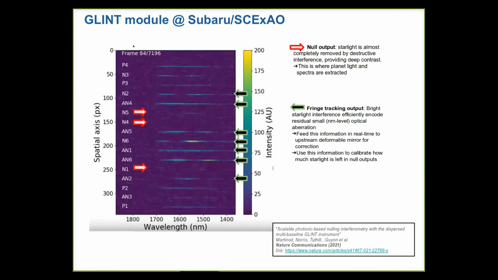This is another way. This is a GLINT module on SCExAO, which is actually an interferometric nuller. It gives you null outputs, which are science for us, at the same time as it gives you wavefront sensor measurements as a function of wavelength again. So these things are very powerful, and you start to see this theme where you can actually mix them with the science measurement. So you don't just measure the wavefront, you also measure something about your object.